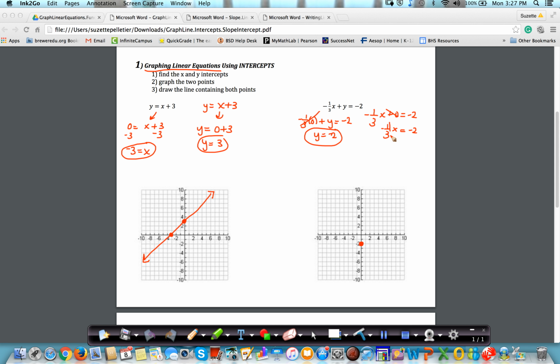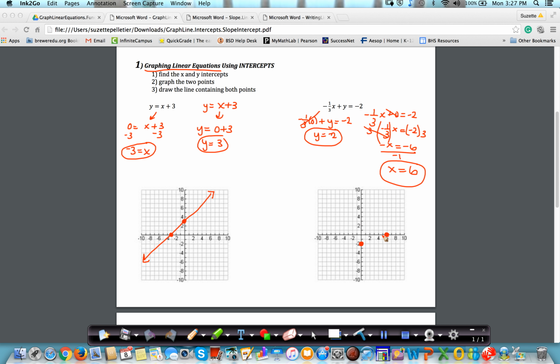I'm going to multiply by 3 to get rid of my fraction. If I do that to one side of the equation, I have to do it to the other. So negative x equals -6. Divide the whole thing by -1 to change the signs. X equals +6. So it crosses the x at +6.